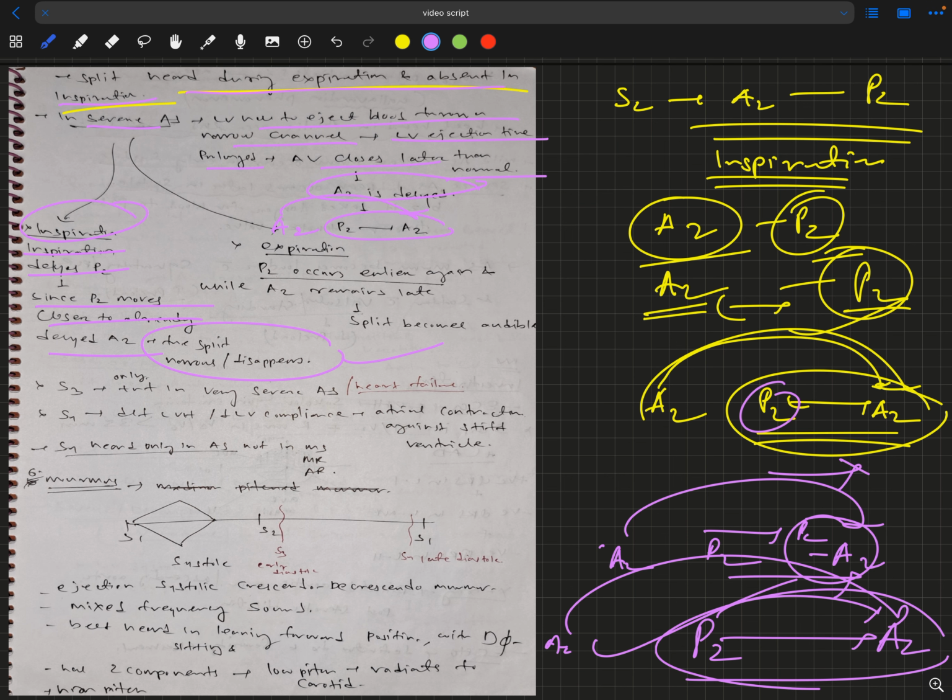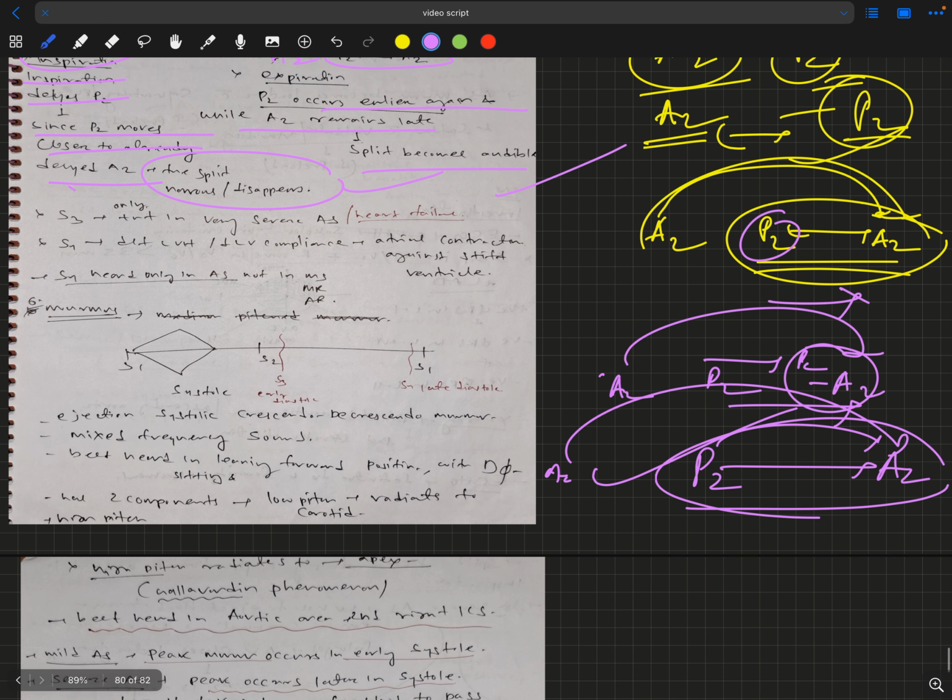In aortic stenosis, A2 is delayed, but during inspiration P2 is also delayed. So A2 and P2 move closer, so the split disappears. But during expiration, P2 occurs earlier, but A2 is more prolonged. So the split is better appreciated during expiration. That is what is called reverse split. Normally split is heard during inspiration. Reverse split means split heard during expiration, not during inspiration. So P2 occurs earlier, while A2 remains late, and the split becomes audible.